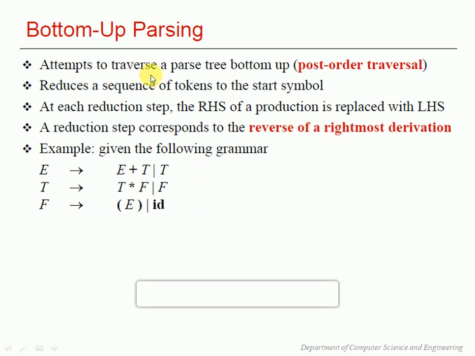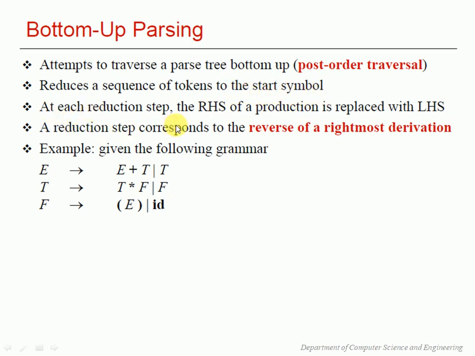So bottom-up parsing is a technique which attempts to traverse a parse tree bottom-up. If you remember the post-order traversal technique that you have learned in earlier semesters, the parse tree is constructed from bottom of the tree upwards. So at each step you will be reducing a sequence of tokens, and finally you reach the start symbol.